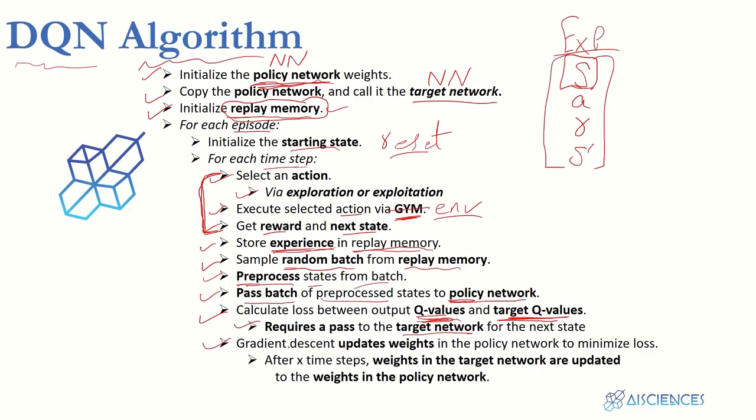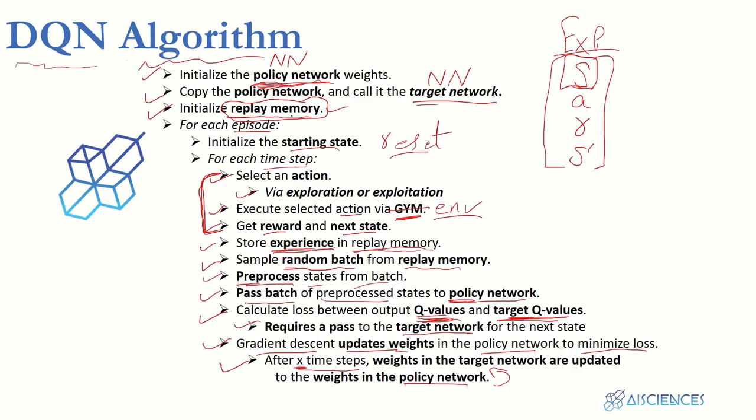Then we update the weights by using gradient descent in the policy network, right? To minimize the loss, obviously. And what would be the equation in order to update the weights? We'll talk about it as well. And finally, after some X timestamps, X being a hyperparameter, we will be copying the weights of the policy network to the target network, right? Why do we do this? I'll talk about it when I talk about the difference between policy network and target network.